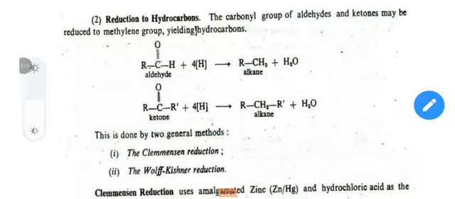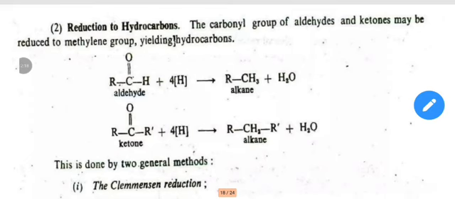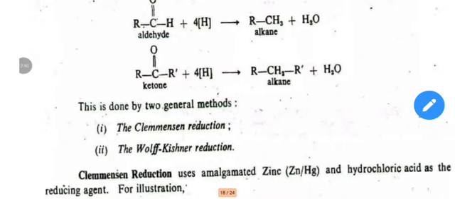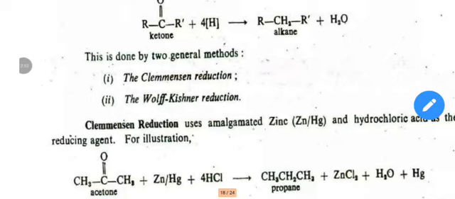Then reduction to hydrocarbons. The carbonyl group of aldehydes and ketones may be reduced to a methylene group, yielding hydrocarbons. Aldehyde RCHO plus four hydrogens forms alkane, RCH3 plus H2O. Ketone RCOR plus four hydrogens gives alkane, RCH2R plus H2O. This is done by two general methods: the Clemmensen reduction and the Wolff-Kishner reduction.